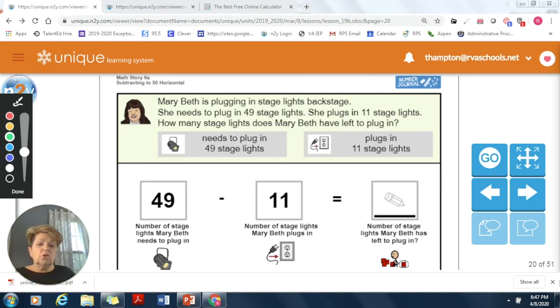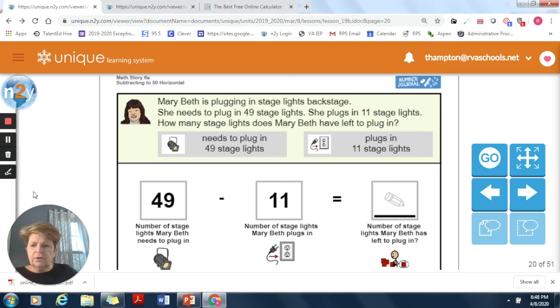38. So 38 what? 38 light bulbs, 38 left to plug in. We always want to label our answers. Now here our answer is labeled for us, but we need to remember to label it ourselves when we're just working on a paper. Okay, so let's turn off our fancy pen, and we are going to put 38. Very good. That's excellent. Now we can always check our work by using a calculator.